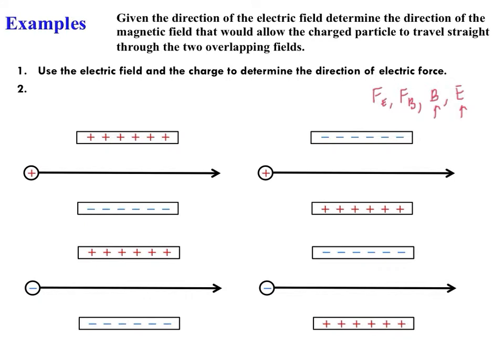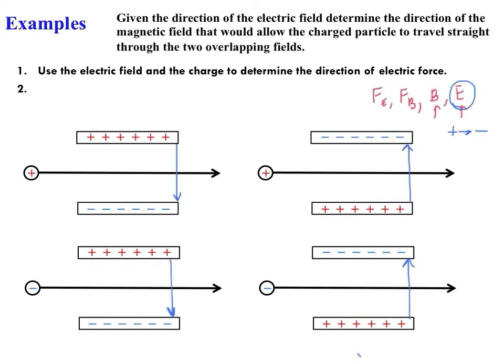One of the first things that we want to do, the easiest thing, would be to just label the direction of the electric field. So we're going to do this one first. Remember that my electric field always goes from positive to negative. So go ahead and do that for all four plates.